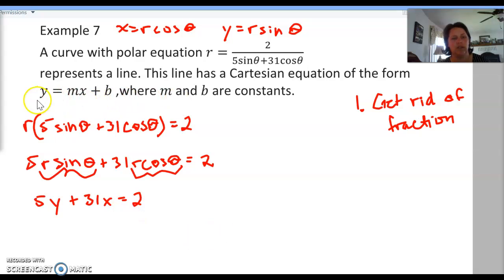And then they want us to write it in the form of y equals mx plus b. So just simplifying from here, we'll subtract 31x from both sides, we get 5y equals negative 31x plus 2. And then divide both sides by 5.